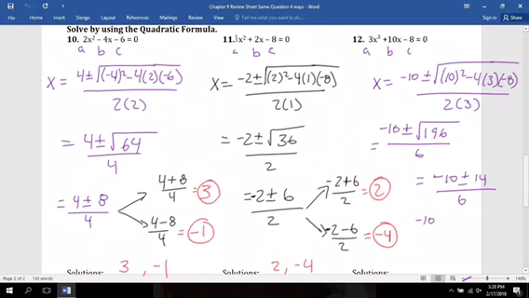I've got negative 10 plus 14 over 6, which in this case is going to give me negative 10 plus 14 is 4. 4 divided by 6 is actually just going to be 2/3. So one answer is 2/3. And then I do the same thing again. I have negative 10 minus 14 over 6. Well, negative 10 minus 14 is negative 24. Negative 24 divided by 6 is negative 4. So I've got 2/3 and negative 4 as my two answers for question 12.